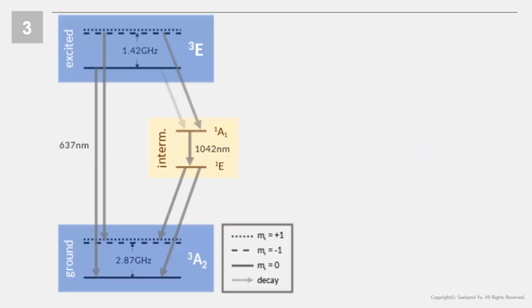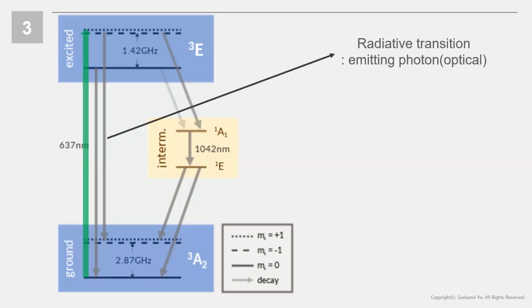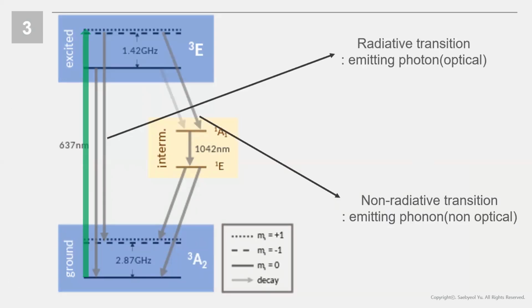When energy is first applied to an electron in the ground state, it is transferred to an excited state. In this case, 2 major transitions occur, respectively, a radiative transition and a non-radiative transition. Radiative transitions preserve spins and emit photons. In case of non-radiative transitions, spin changes and photons are not emitted. We can use the NV center as a single photon emitter by using a radiative transition.